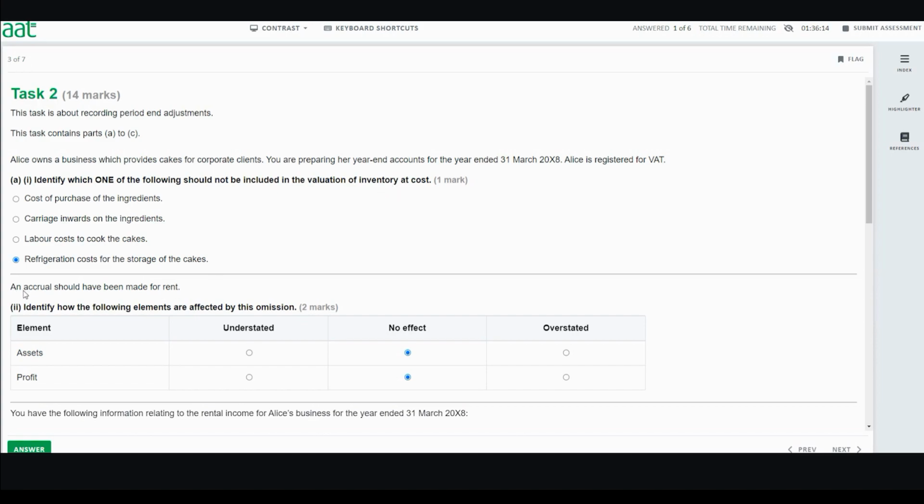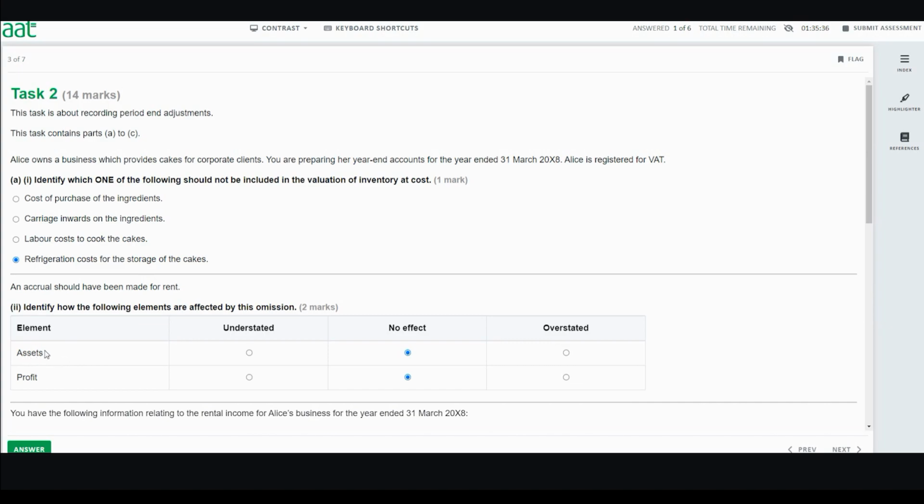Then we're on to the lovely accruals that everybody seems to dislike. Okay, so the easiest way to think of an accrual is you're adding it to something. So if it's an accrual of rent that we're paying, you're adding it to it, you're increasing the expense. If it was rent received, you're increasing the amount that's owed to you, the amount that you should have received. So this is saying an accrual should have been made for rent. So if it just says rent, you're assuming that it's an expense, okay?